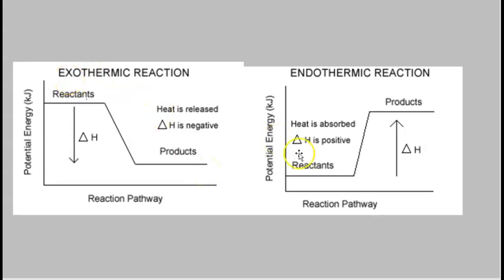Whereas in an endothermic reaction, your final is going to be over here, and that's going to be a larger number minus your initial. These ones are always going to be positive. So for an endothermic reaction, your delta H will always be a positive number.